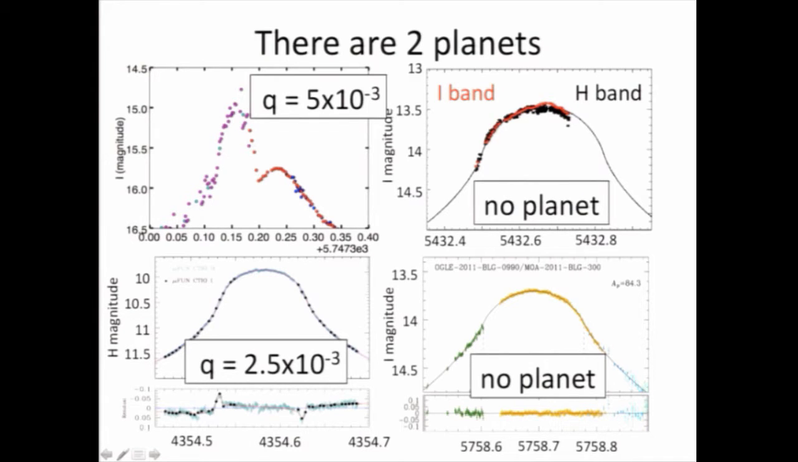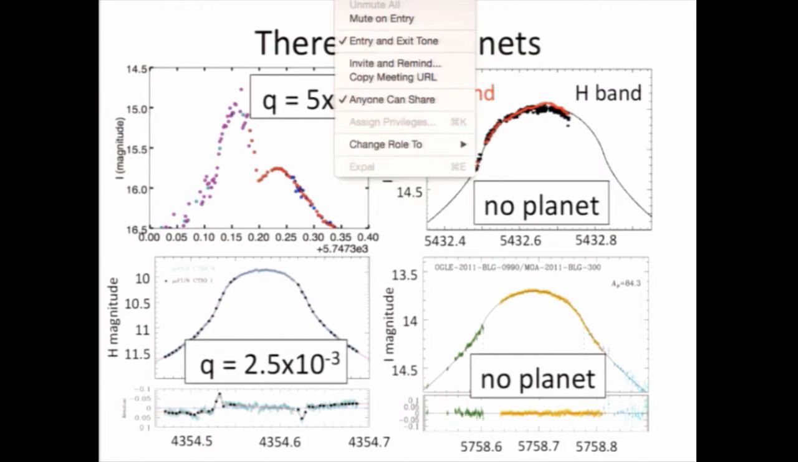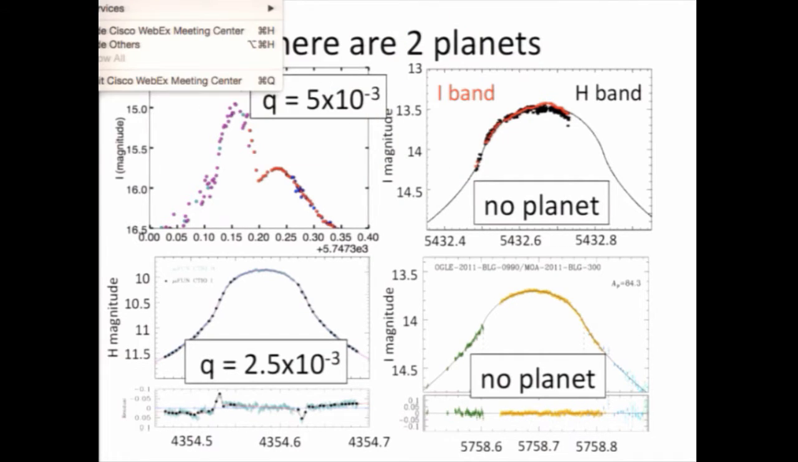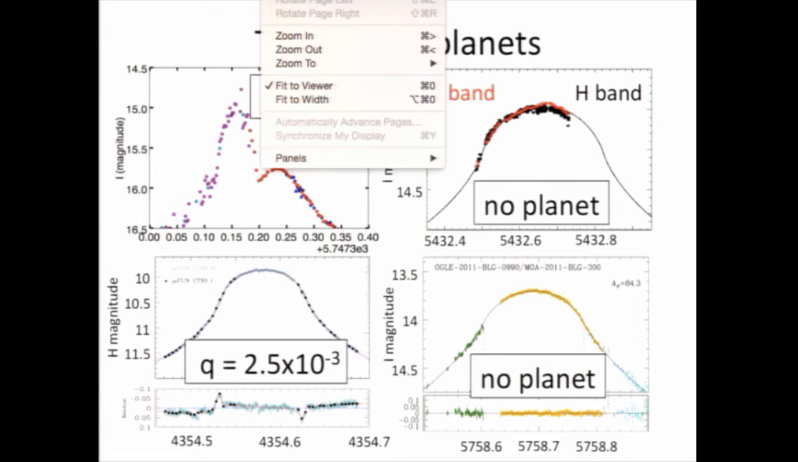Okay. And then the lower right-hand one is just like the lower left-hand one, except that there is no planet. So you can see the residuals are flat. The upper right-hand one, I was kind of mean.